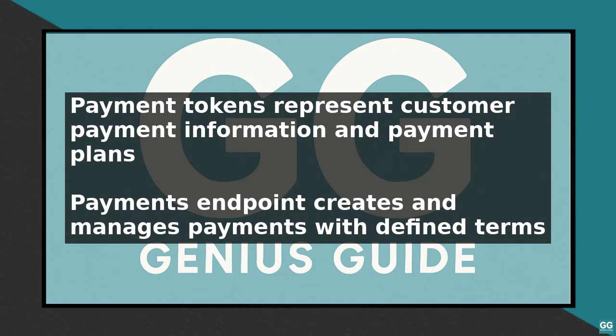Practical examples. A practical example of using the Afterpay Developer API is to create a payment token for a customer. This can be done by sending a POST request to the payment tokens endpoint with the customer's payment information. Once the payment token is created, it can be used to create a payment plan and initiate a payment.